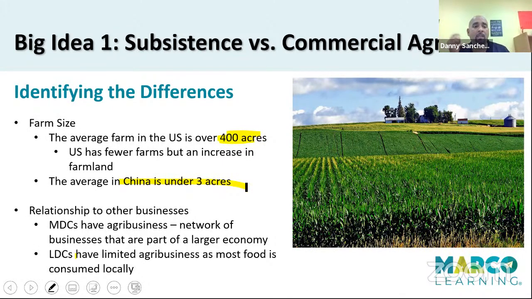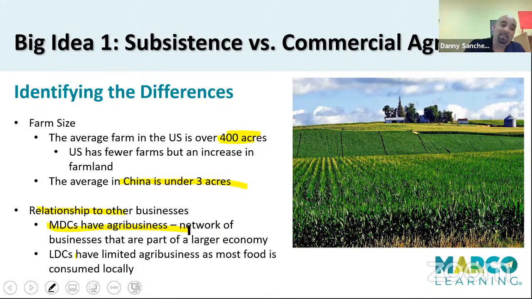All right. The last one, relationship to other businesses. I hinted on this earlier. In the rich world, more developed countries, you have agribusiness, the network of businesses that are part of a larger economy. These are going to be the people who sell seeds to farmers, who sell chemical fertilizers and pesticides, the companies that arrange transportation, the food processors. There's big business relating to food in the developed world.